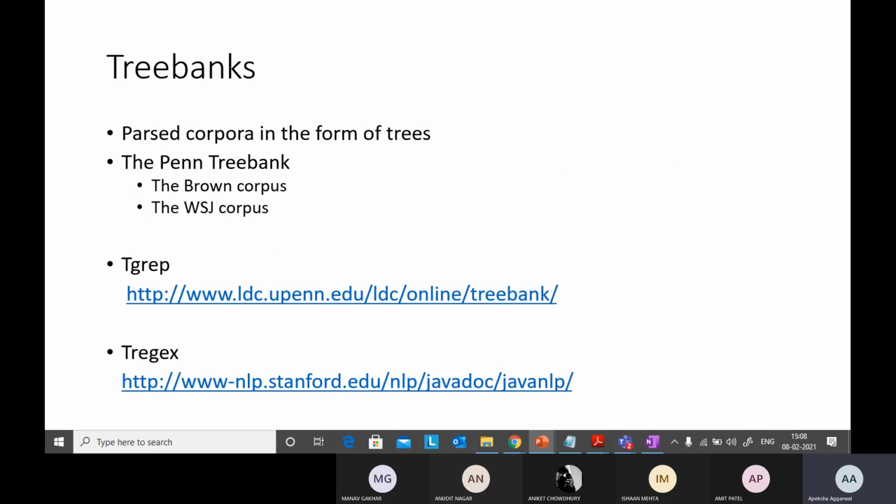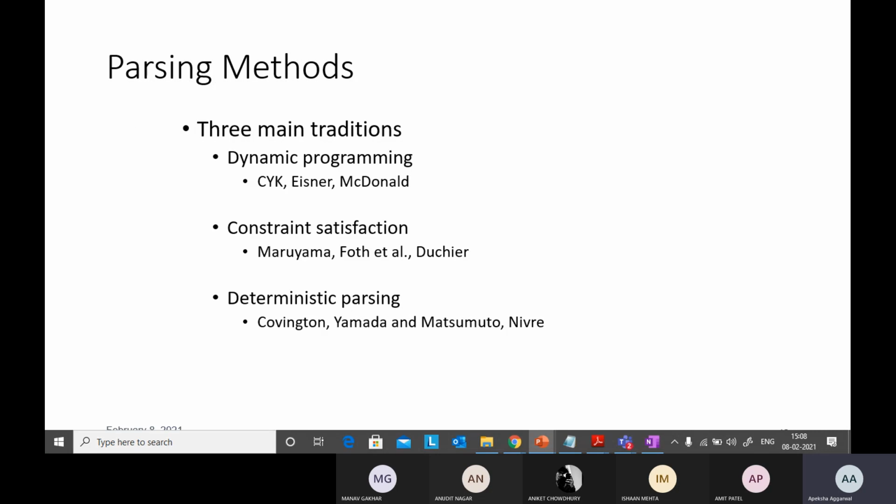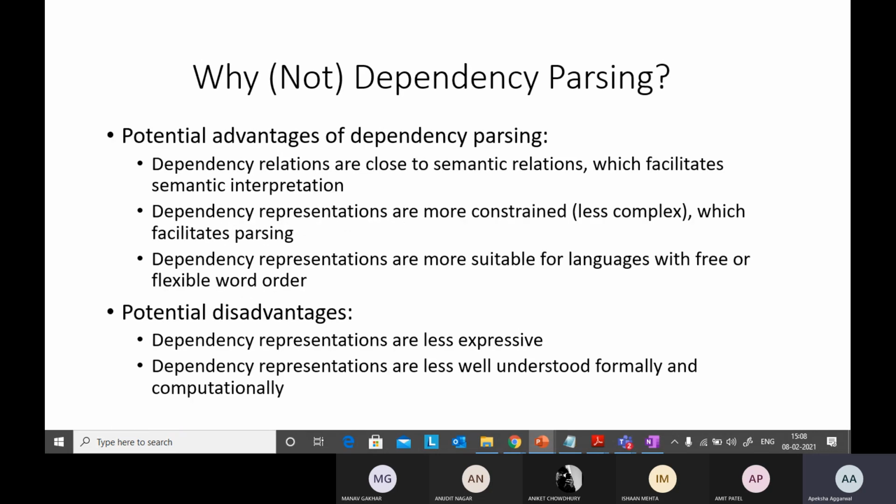Now these are some of the treebanks available to you. You can explore this one. There are three algorithms basically to parse. First is dynamic programming based, second is constraint satisfaction based, and third is deterministic search. These three approaches are there in general scenarios, and there are many algorithms proposed in each of these. You can just go through them, but we are not going to study these algorithms in detail.